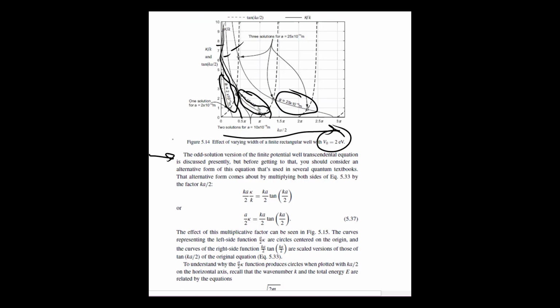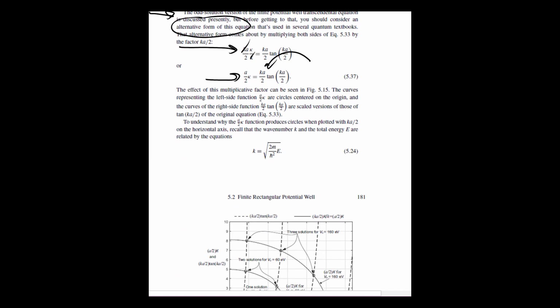We're going to talk about the odd parity solutions as well in just a minute, but first I think it's worth a little of your time to consider an alternative form of the even parity solution that you may run into in a comprehensive quantum book. And to see that form, start by taking our transcendental equation and multiplying both sides by Ka over 2. Notice on the left side that means this K will cancel, and you'll be left with A over 2 times kappa. And the right side is just the tangent of Ka over 2 scaled by Ka over 2.